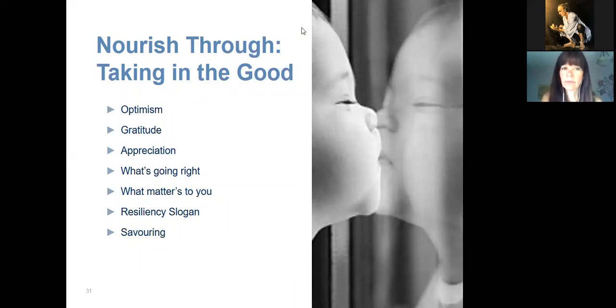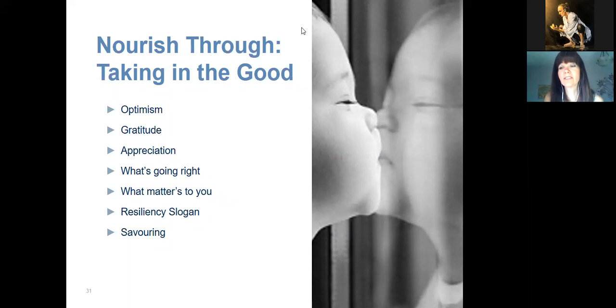Gratitude, being thankful, appreciation, valuing what's good in us, what's good in others. Recognizing what's going right, not just what's going wrong. The negativity bias narrows our focus. When we can notice what's also right in this moment, that helps us keep a broader perspective. Connecting with our values, what matters to us.